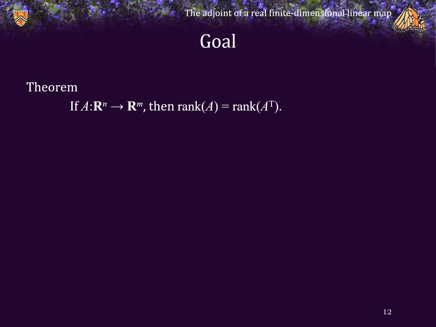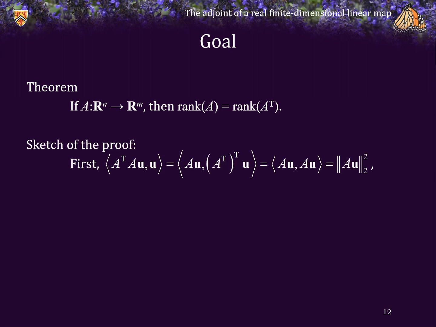Put another way, suppose you take the matrix A and apply Gaussian elimination to it and find a row equivalent matrix in row echelon form. Then take A transpose, which is going to be n by m, and apply Gaussian elimination to that matrix to find a matrix that is in row echelon form. Is it entirely obvious that both of those matrices in row echelon form will have the same number of non-zero rows? Well, let's go through a sketch of the proof.